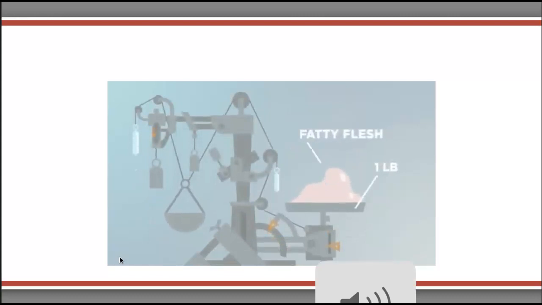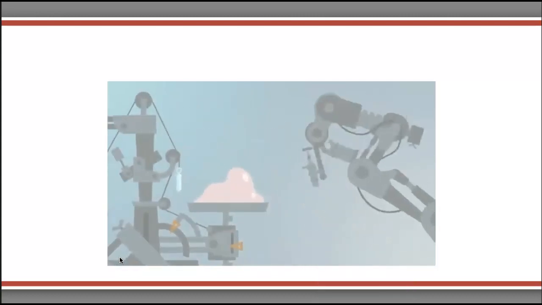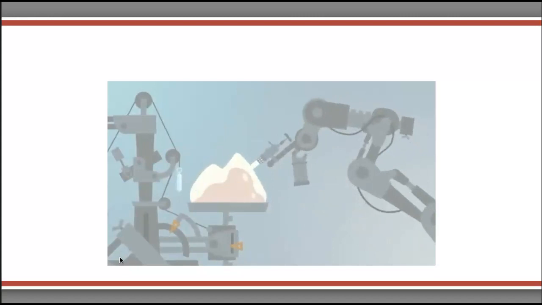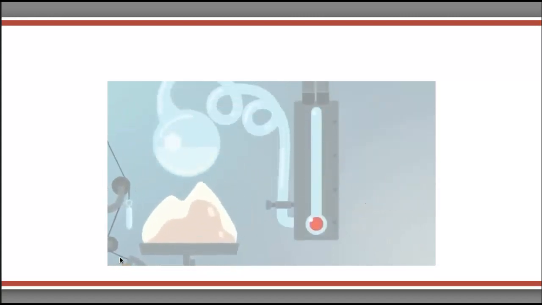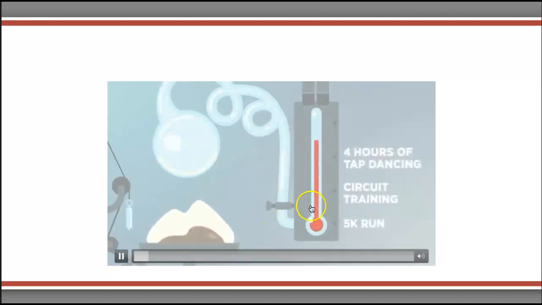And let's see what this has for us. Okay, so imagine 1 pound of your own fatty flesh. If you burn that amount of flesh, that sounds kind of weird, but if you were to convert that into energy, you would get about 3,500 calories, which is quite a lot of energy.